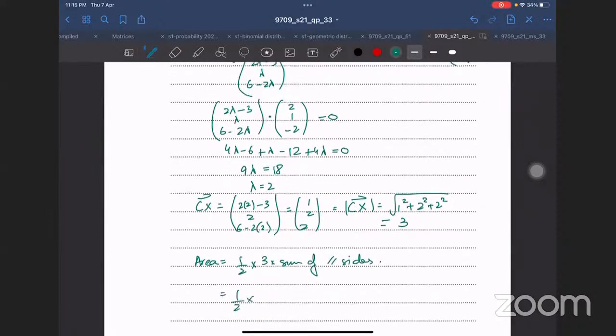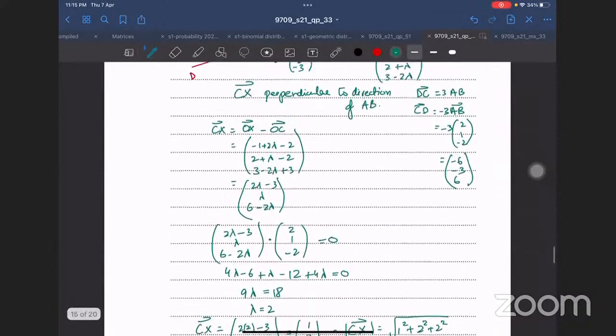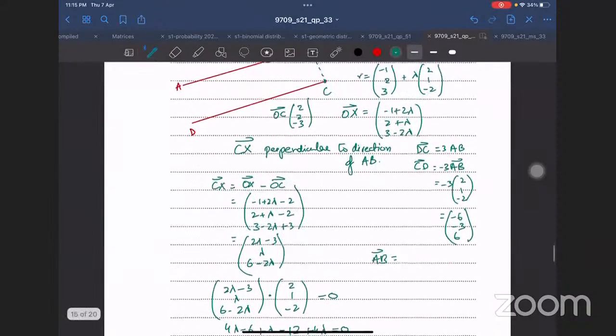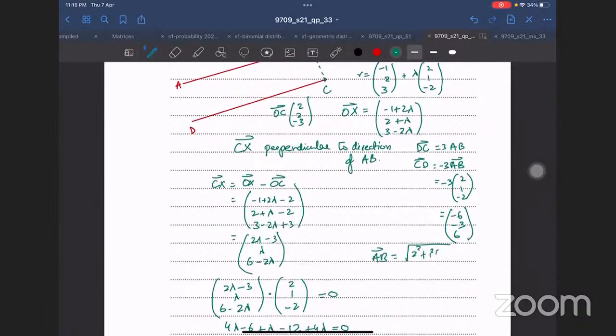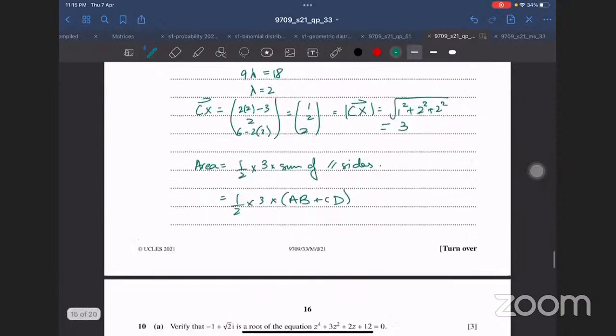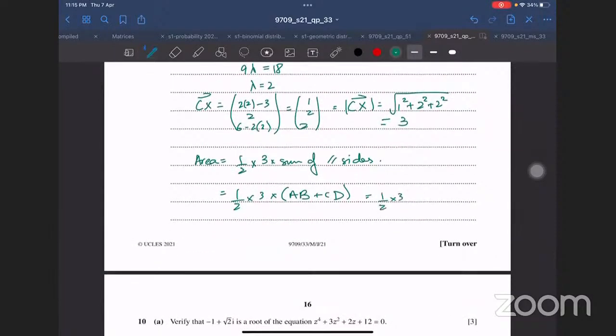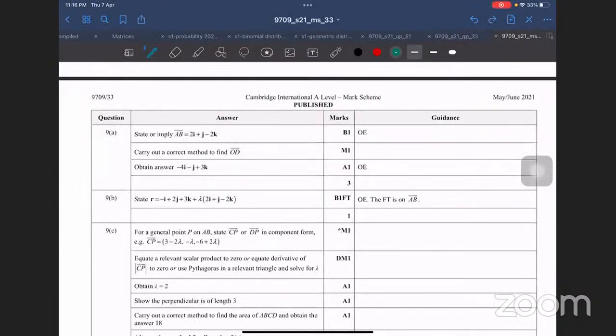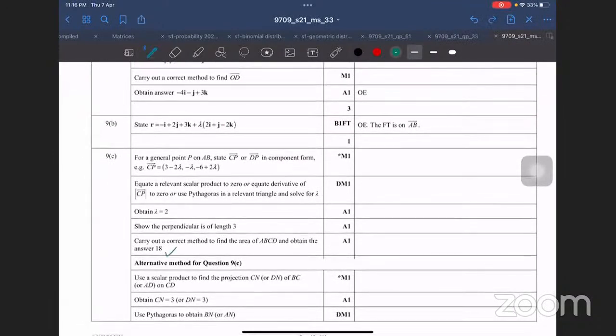Okay. So parallel sides are AB and CD. I don't have the distances, so let's calculate the distances. AB is root of 2 squared, 1 squared, and minus 2 squared. That gives me 3 again. And since DC is 3 times, so I think that should come out as 9. Okay, so that gives me half into 3 into 3 plus 9. 12 into 3 is 36, gives me 18. That is the correct answer.